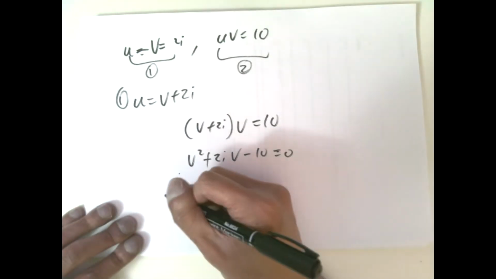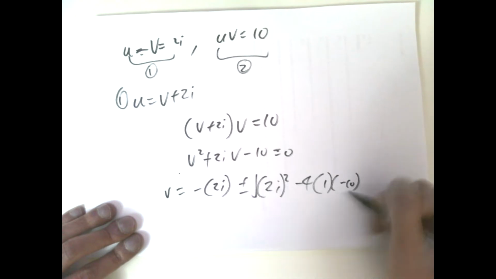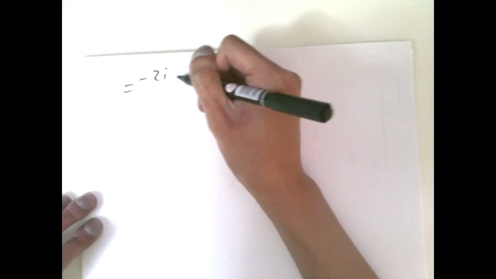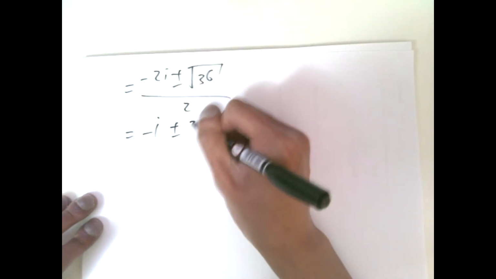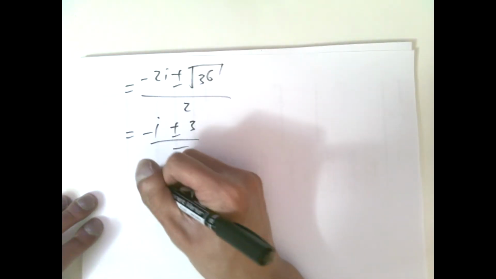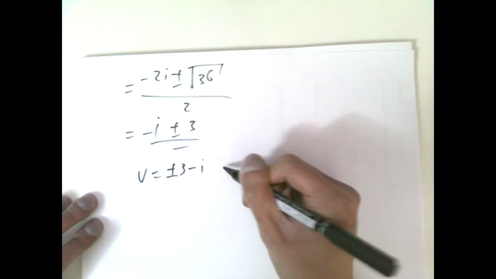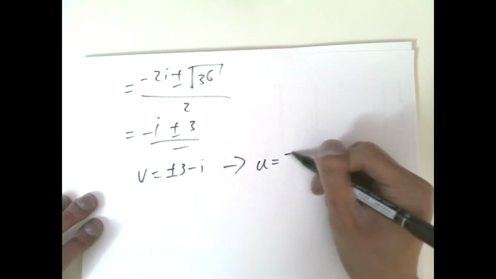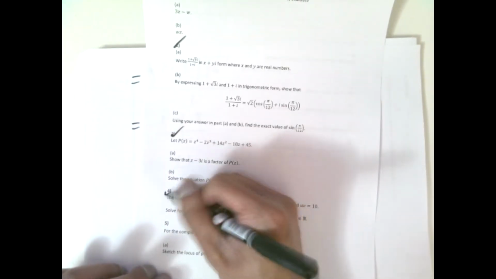Solving this, so over here we see that v is equal to, which indicates that u is going to be, and with that, we're done question 4.